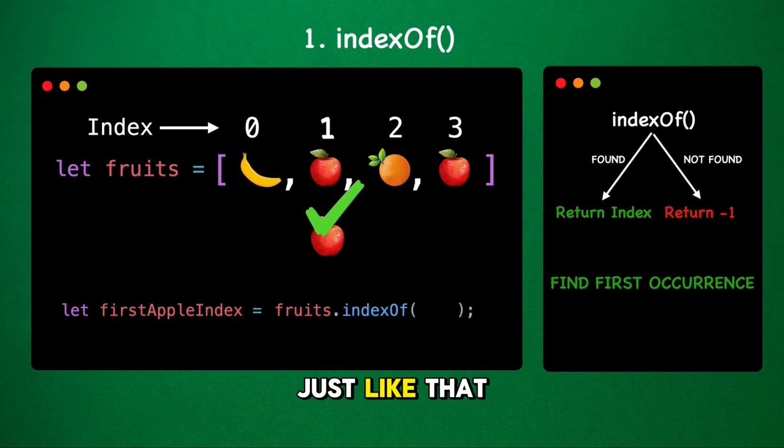Just like that, indexOf checks our array, and when it finds the first match, it tells us the position. For our apple, it's 1. Now, what if you want to find the last apple in our fruit lineup?